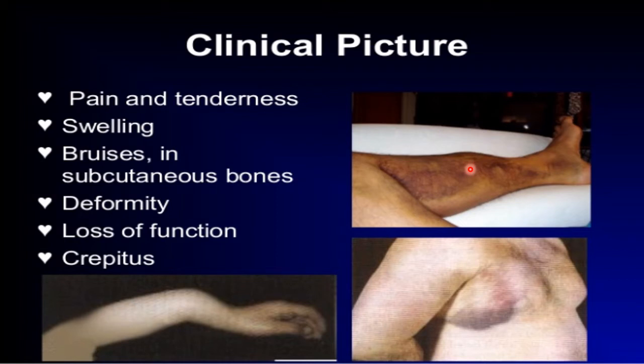Then the next commonest thing you will encounter is a deformity, as you see here, deformity and loss of function. This arm can no longer function normally, this leg can no longer function normally. And then the next clinical sign would be a bone crepitus. If you gently try to press the two bone fragments, they rub against each other, and a bone crepitus can be palpated under the hand. Here you see the bruising after fracture of the underlying ribs.